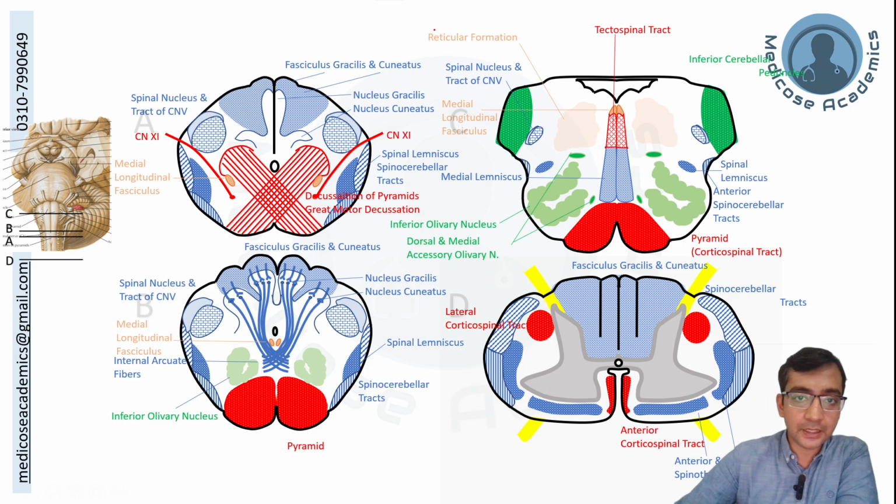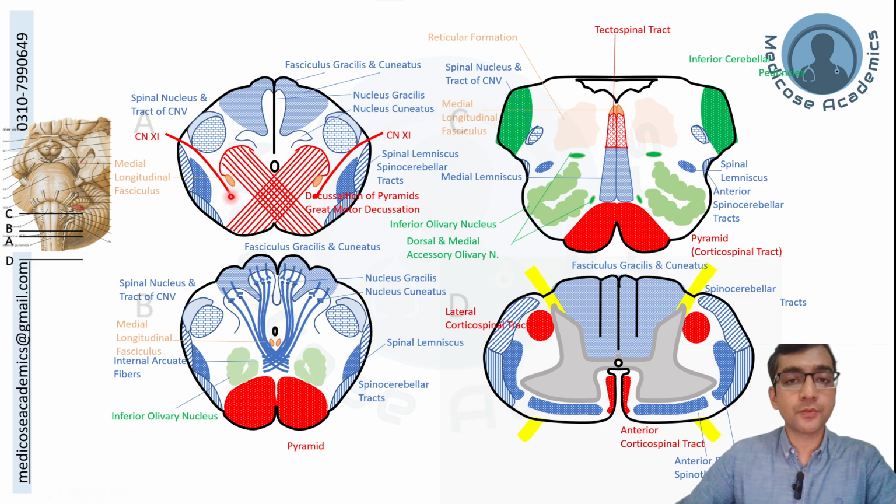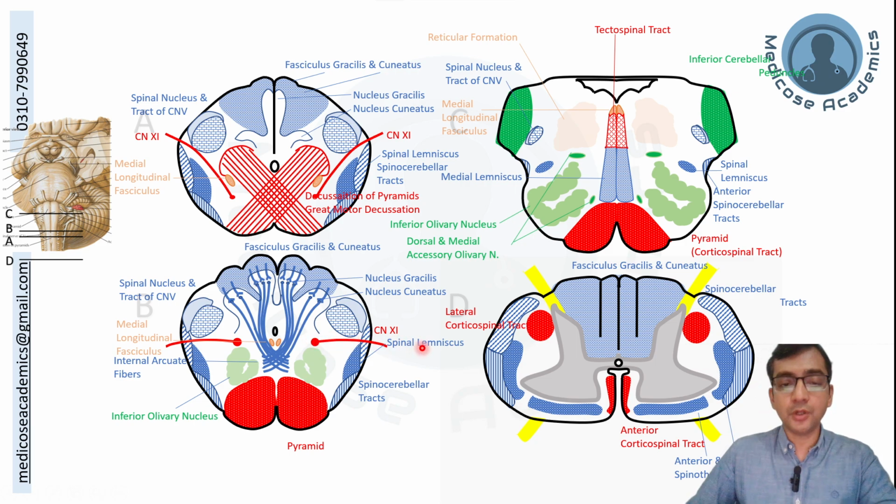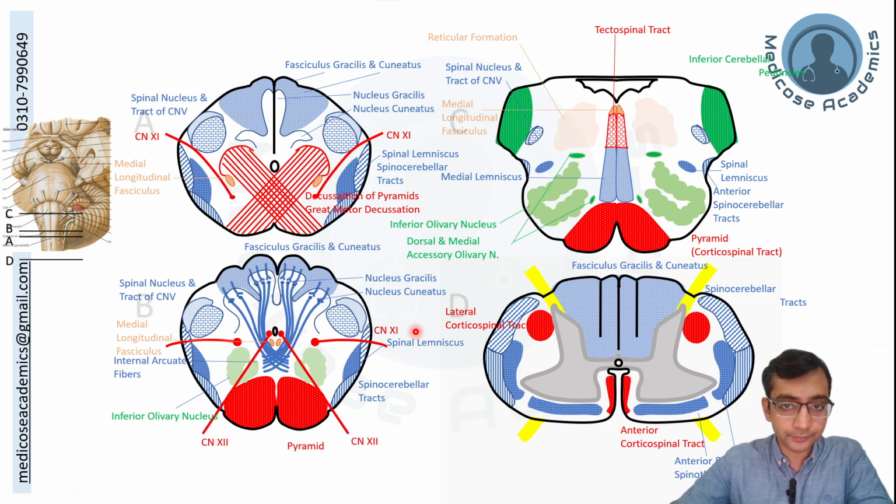So as you can see, only on the lowest most part of the medulla, at the level of pyramidal decussation, you will see the spinal nucleus giving rise to cranial nerve number 11 as it exits from the lateral aspect of the medulla. It can be seen a little above here, but will not be visible on the upper part. But the point to ponder is that the axons are exiting on the lateral aspect.